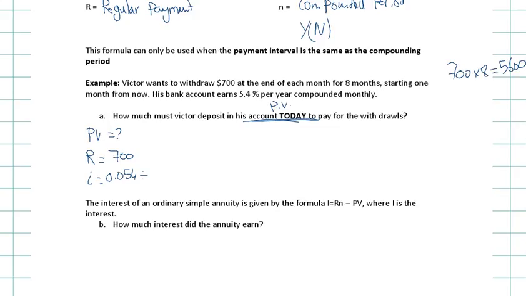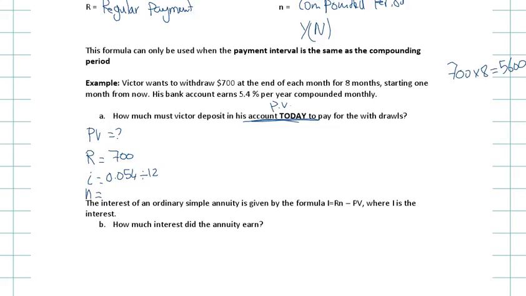By 12, because it's compounded monthly. Okay? Now what's N? 8 times 12. Now be careful. 8 is already 8 months. It's not 8 years. And that's why I don't need to multiply that.